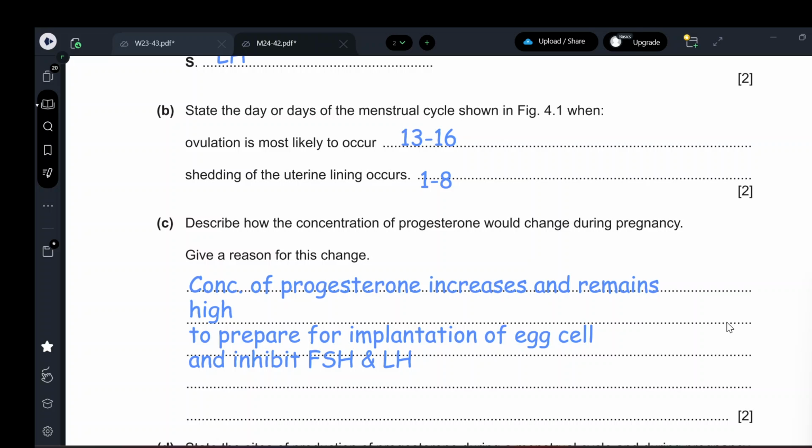Why does it remain high throughout pregnancy? To prepare for the implantation of the egg cell, prepare for implantation of the zygote, and also it inhibits the secretion of FSH and LH. We stop the secretion of FSH and LH. So why do we do this? Because I do not want another egg cell to come out if there is a baby in the uterus. Okay?